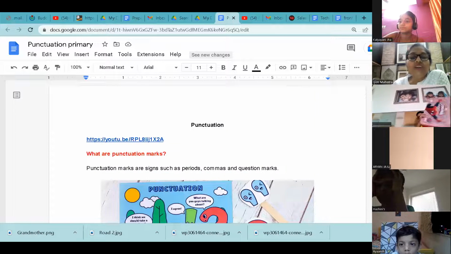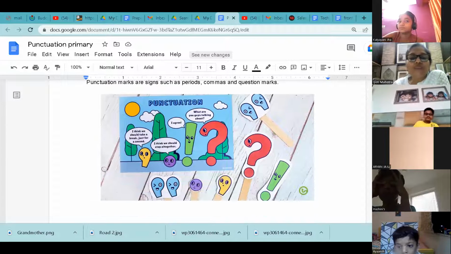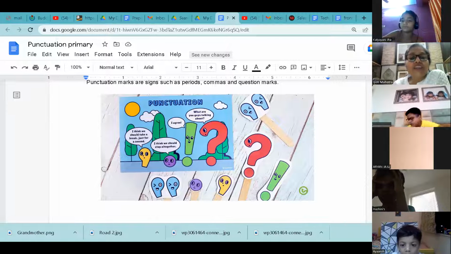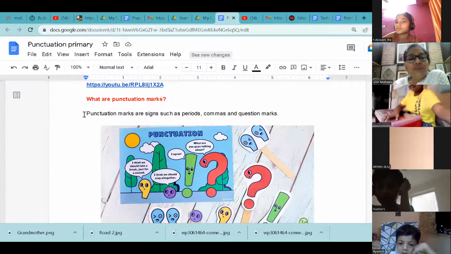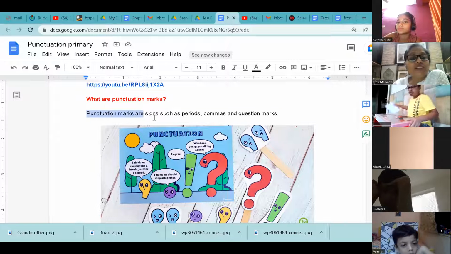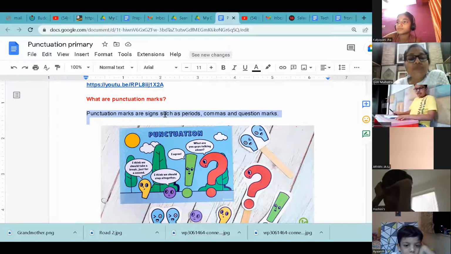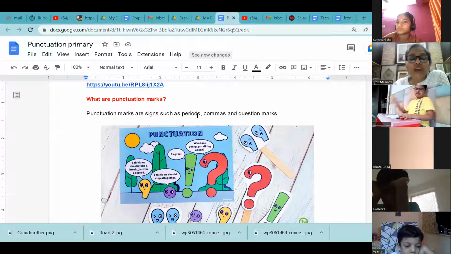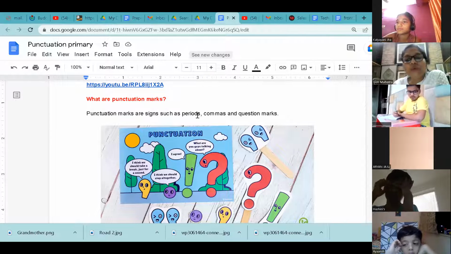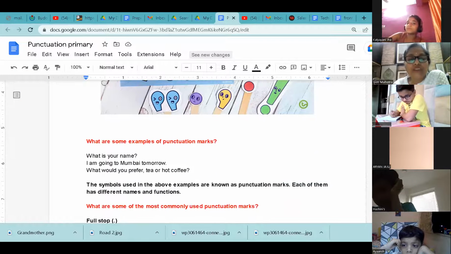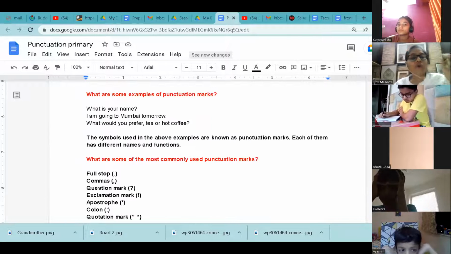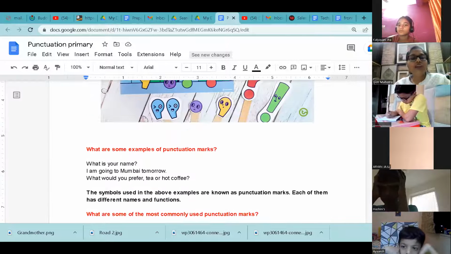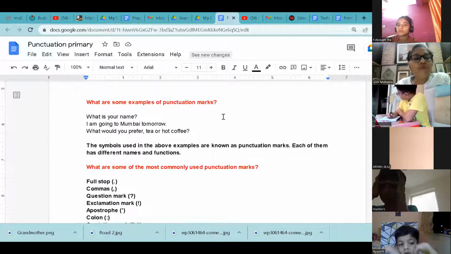So here I've brought some punctuation marks for you. How many of these marks can you identify? All right, let's first understand what punctuation marks are. Punctuation marks are signs such as periods, which is more commonly known as a full stop, commas, question marks. Others are exclamation marks, quotation marks, parenthesis, ellipsis, slashes, and the apostrophe. Okay. Let us look at some examples of punctuation marks.